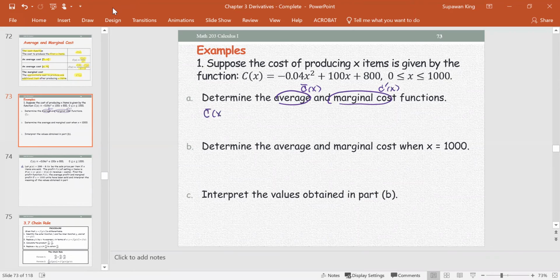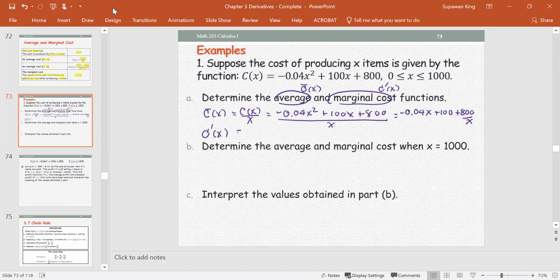The average C bar of x is the total cost of producing the first x items divided by x, which is negative 0.04 x squared plus 100x plus 800, all divided by x, and then simplify to have negative 0.04x plus 100 plus 800 divided by x. Next, the marginal cost, or C prime of x, is the derivative of the cost function with respect to x, or negative 0.08 times x plus 100.